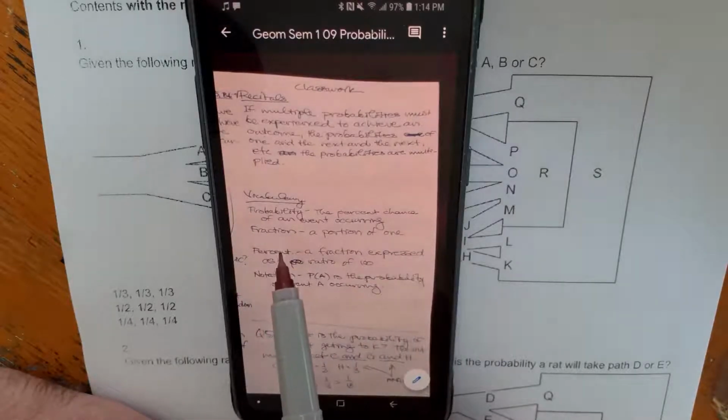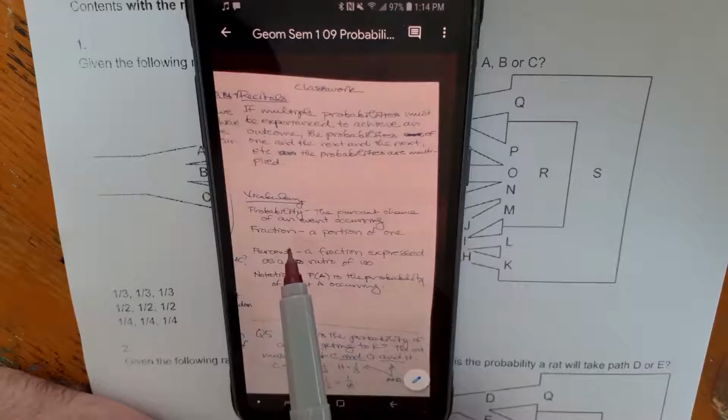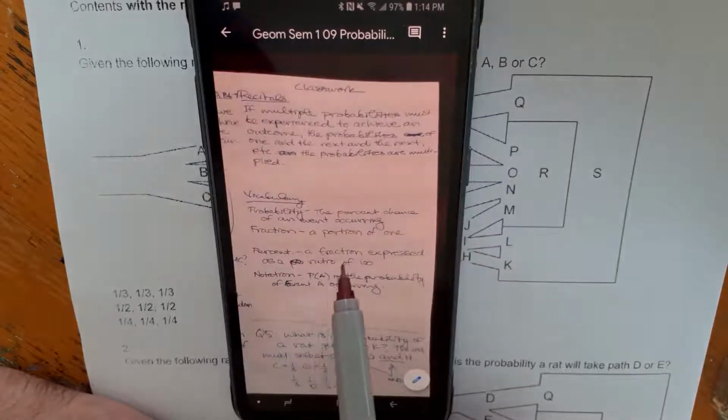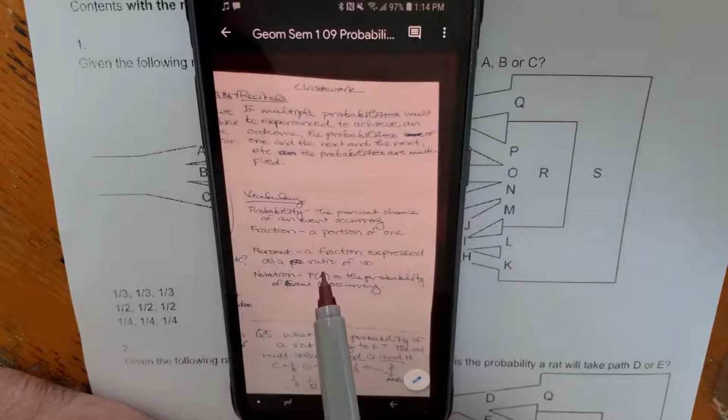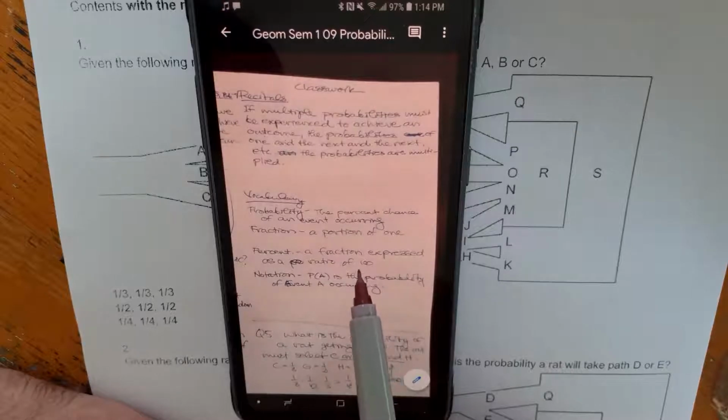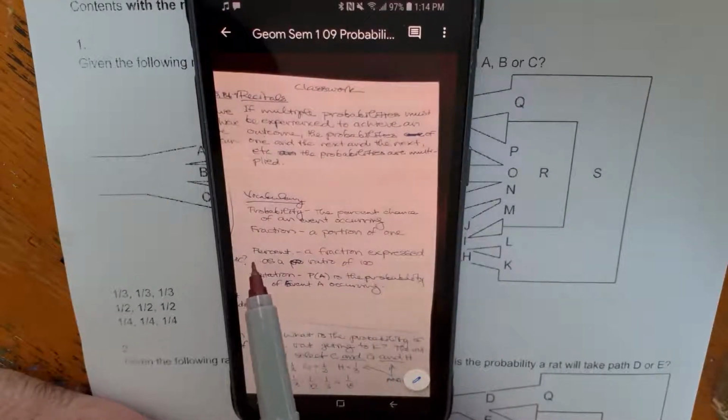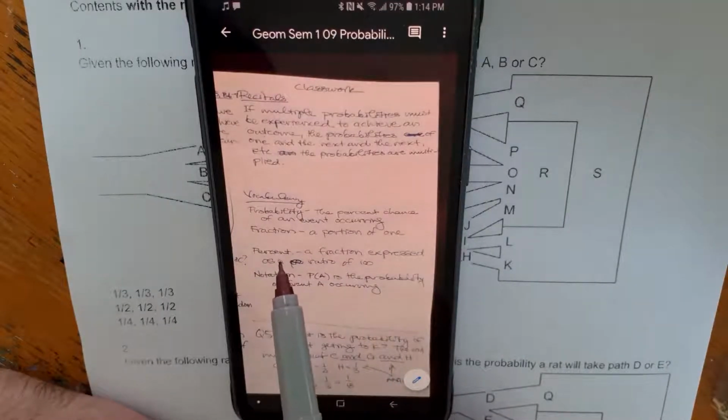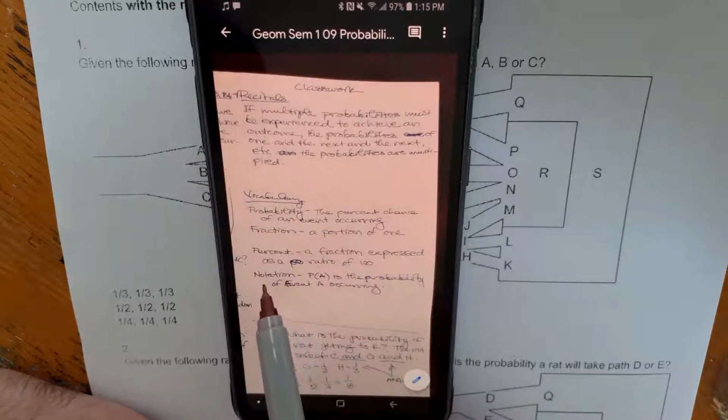All right, so probabilities are out of 100% or out of 1. If you said 0.5, that would be the same as 50%. A percent is a fraction expressed as a ratio of 100. Percent literally means per centum, which means per 100. So if it happened 5 times out of 100, that would be 5%.